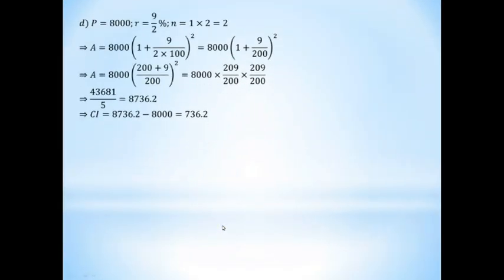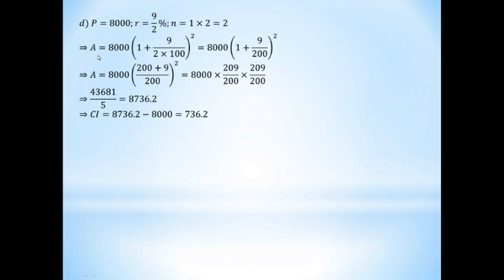Question number D. Here also is the same thing as question number C. Compounded half yearly means principal is 8,000. Then rate is 9. Since the question has given us that it is compounded half yearly, that means at the denominator we have to put 2, divided by 2. Then time is 1 year. In the question it is given 1 year. But since it is compounded half yearly, we have to multiply the time by 2. Then it will become 2.